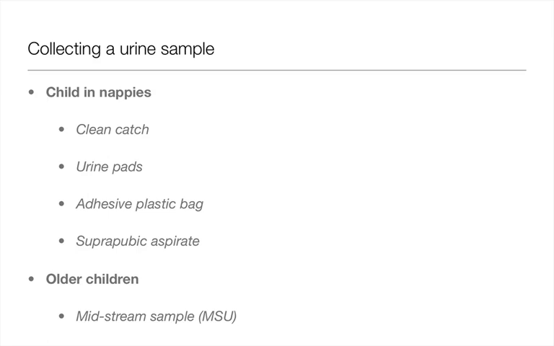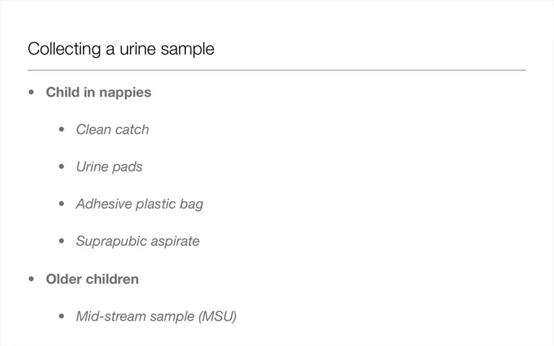Urine pads can also be used if a clean catch is being difficult. Sometimes adhesive plastic bags are used, but they're often a major cause of contamination. If it's really hard to get a sample, then you can do a suprapubic aspirate. But this is often only in severely ill children under the age of 1 year old.